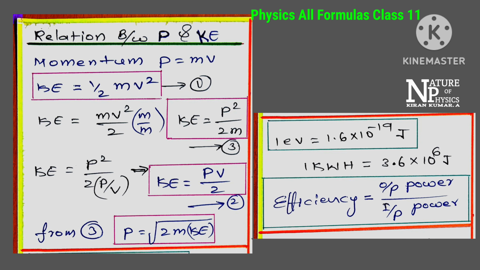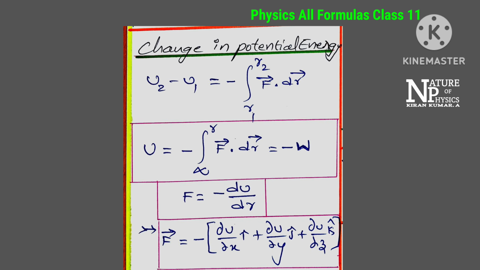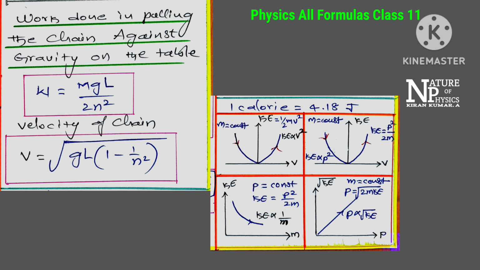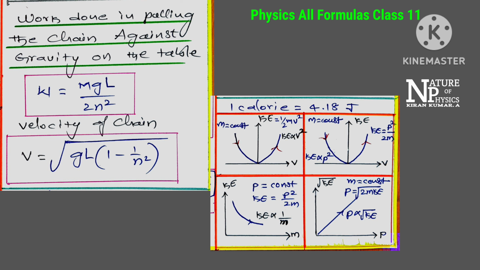And next one is the relation between momentum P and kinetic energy. Kinetic energy is equal to P square divided by 2m, and different conditions are also given. Change in potential energy formulas are very useful. Also the elastic potential energy of the spring: F is equal to minus kx, potential energy of the spring U is equal to half kx square, and graphs are also given, student.